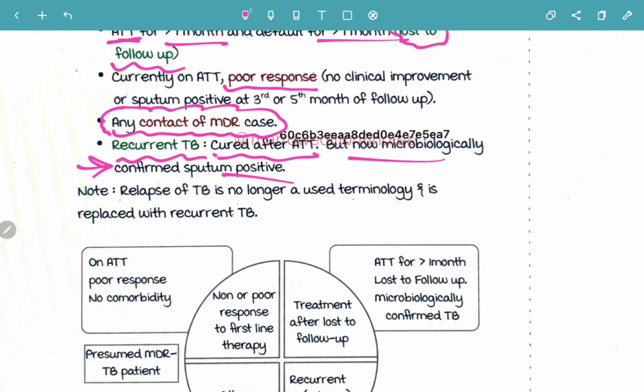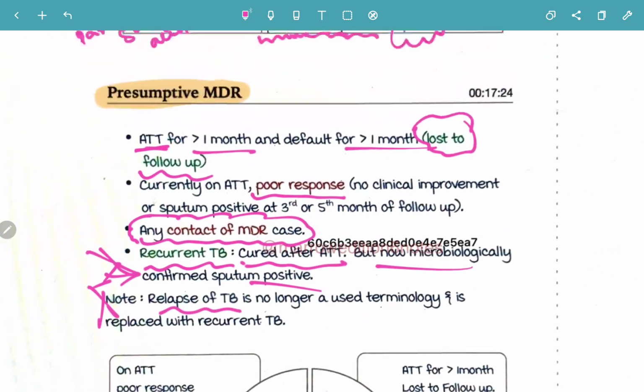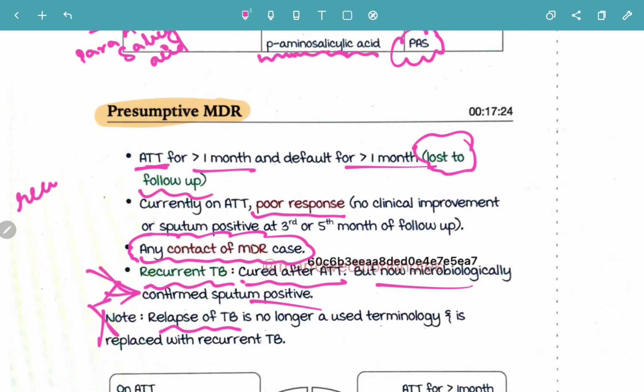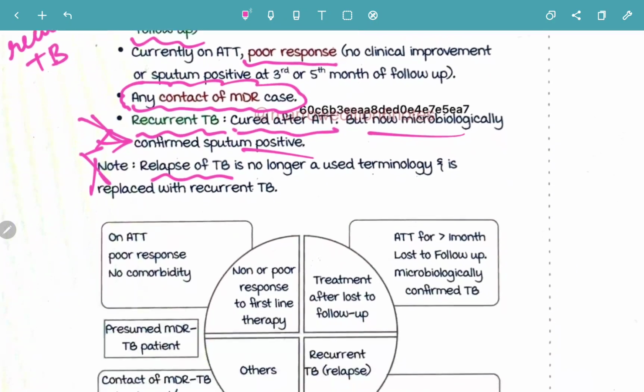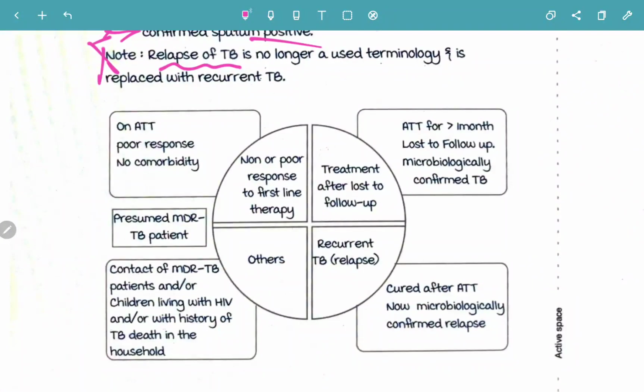Now what do you mean by relapse of TB? Relapse of TB is no longer used as terminology. That is why we are not using this term. Now what we are using is recurrent TB. So remember, recurrent TB is the term used. So now let's move on.